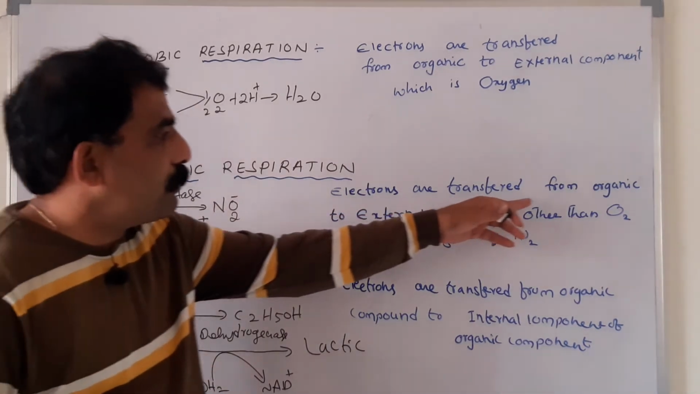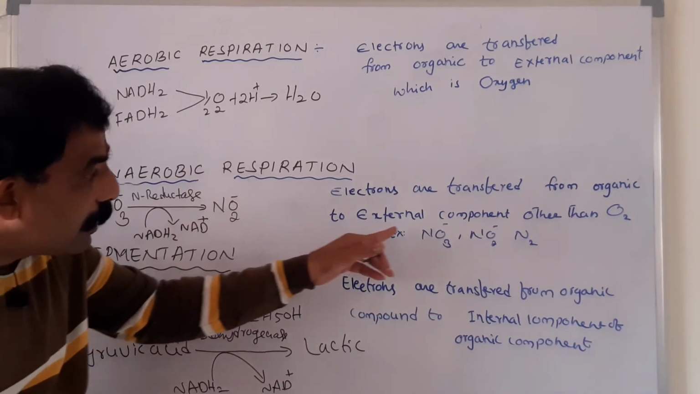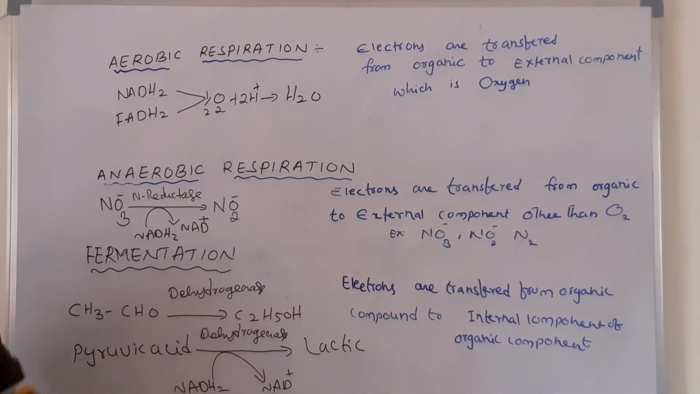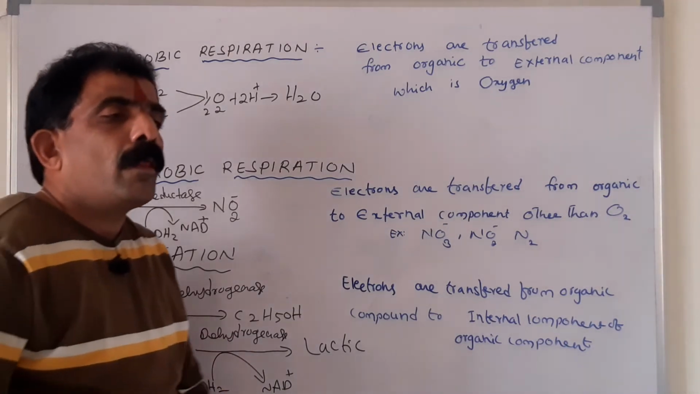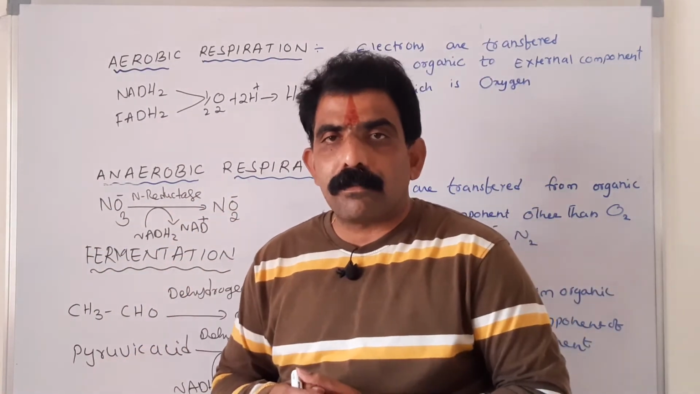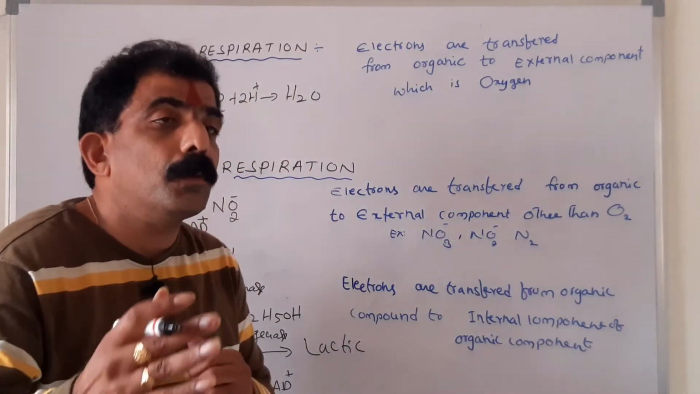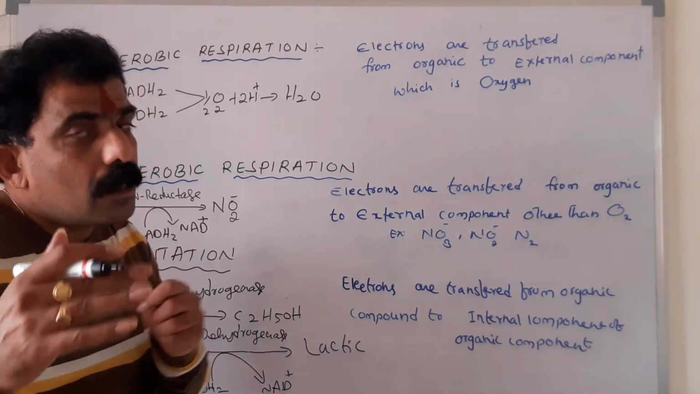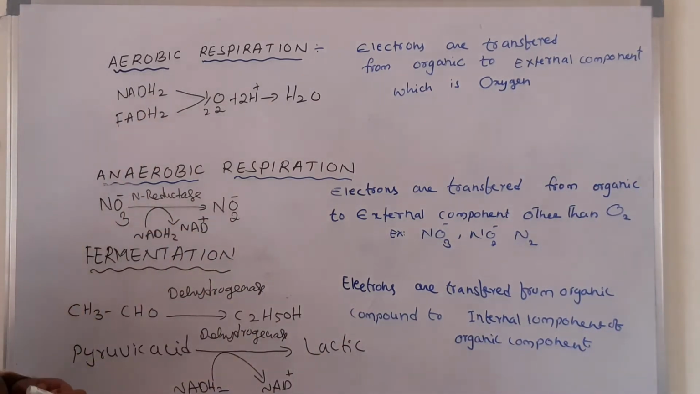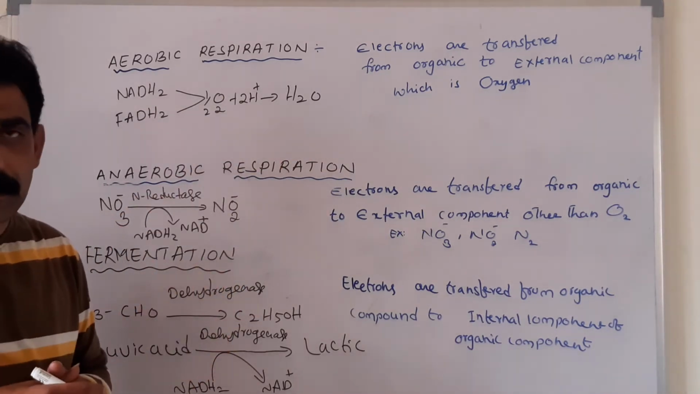Electrons are transferred from organic, that is glyceraldehyde 3-phosphate, to an external component other than oxygen, that is nitrates. Like this, if in respiration electrons are transferred from an organic compound to an inorganic compound, which is an external component, it is called anaerobic respiration. So that is the definition.